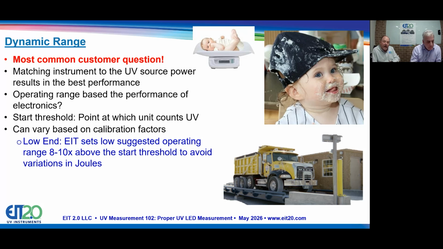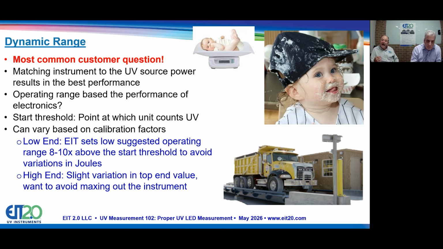On the low end, we tend to have a suggested operating range 8 to 10x above that start threshold. What this does is it allows us to avoid variations in the joules. The instrument's going to turn on, but the sweet spot of the radiometer is well above that start threshold. On the high end, if you take a mercury-based radiometer and try to measure a high-power LED, you can max out that instrument very quickly.